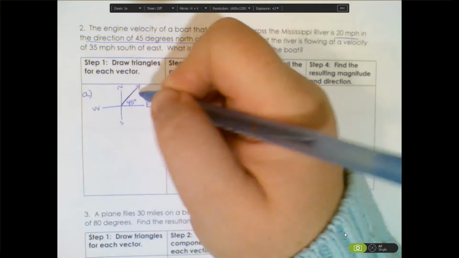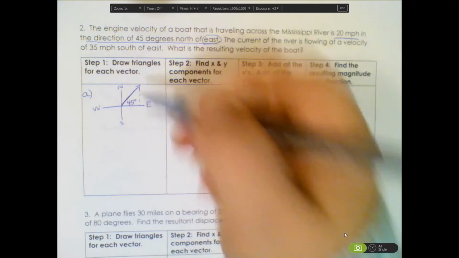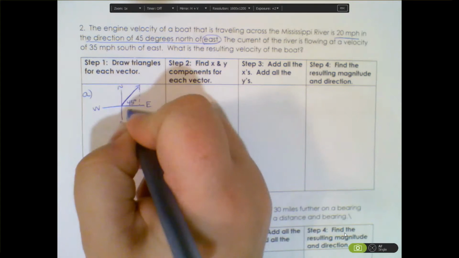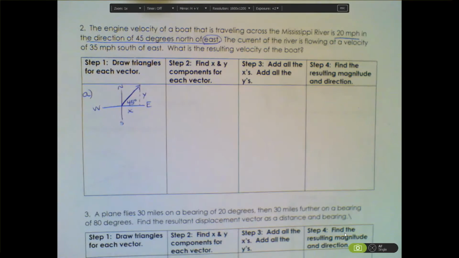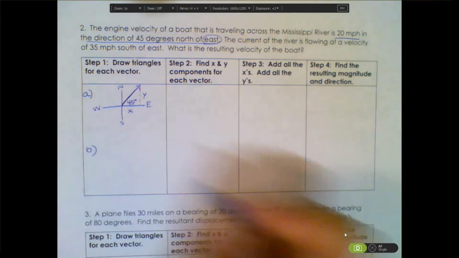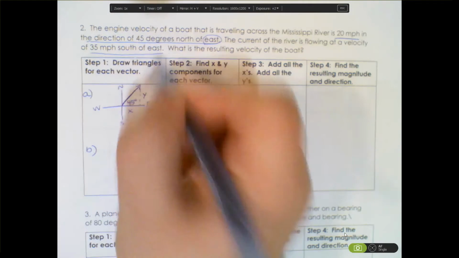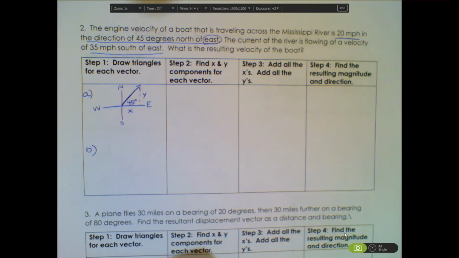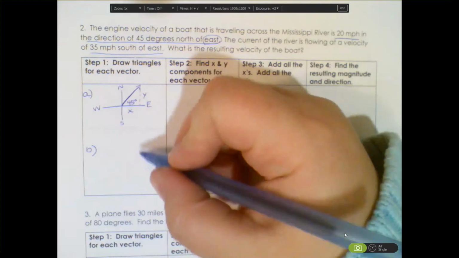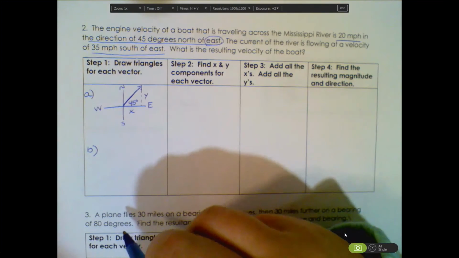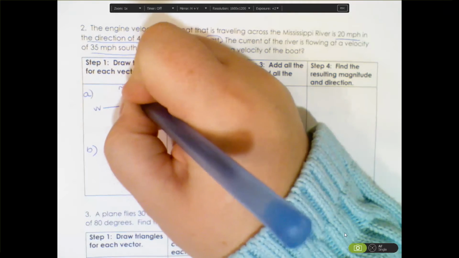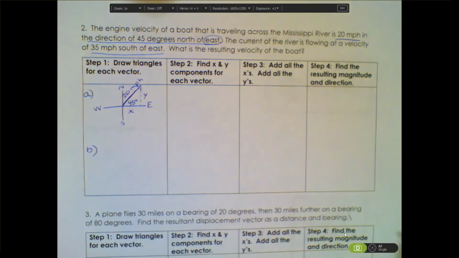So then I can easily make that triangle I need to find the x component and the y component. The second vector, the current of the river, is flowing at a velocity of 35 miles per hour south of east. Oh, wait, by the way, I forgot to put what my magnitude was for the first vector. My magnitude is 20 miles per hour. Write that in on there.